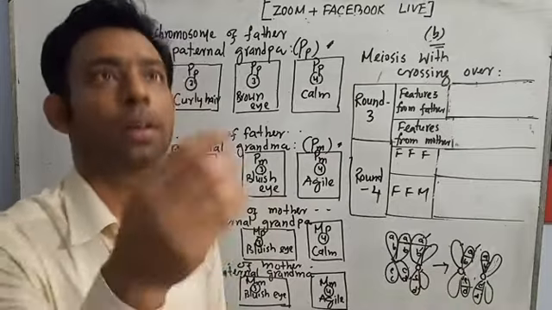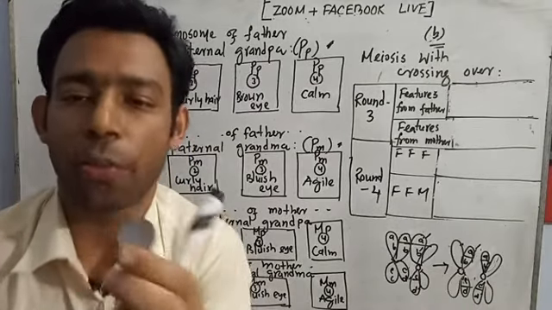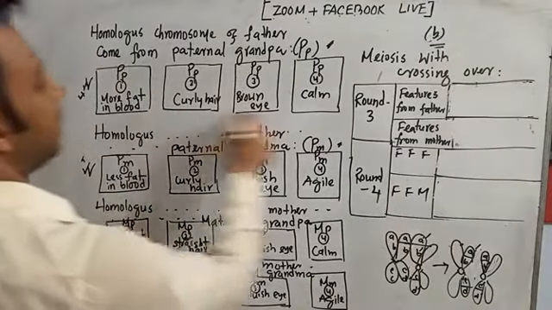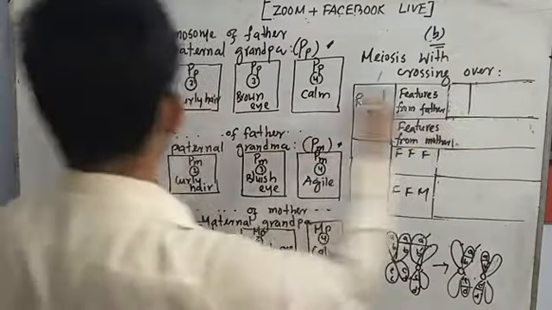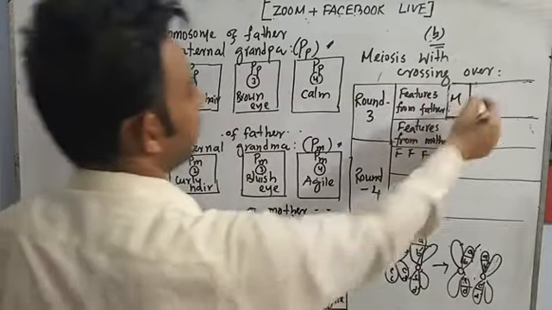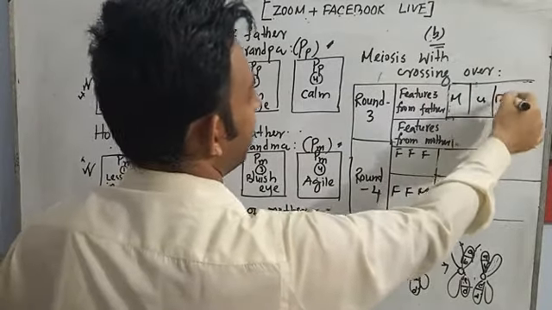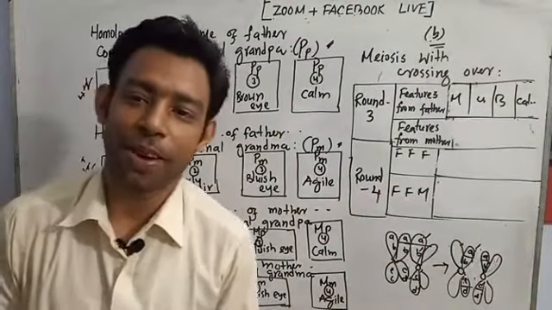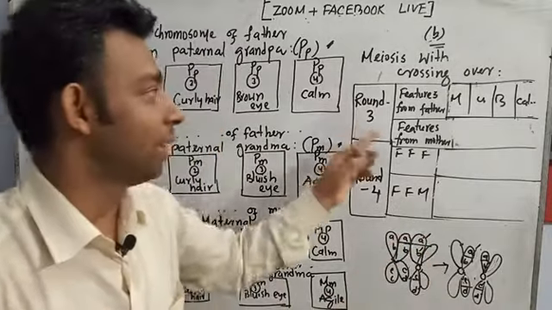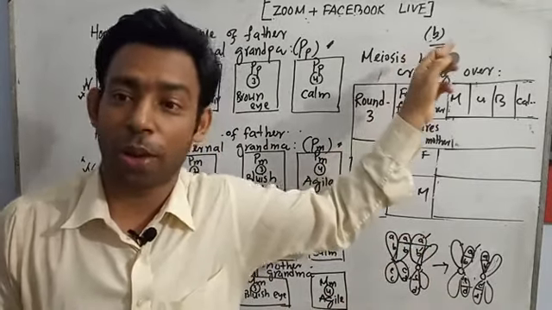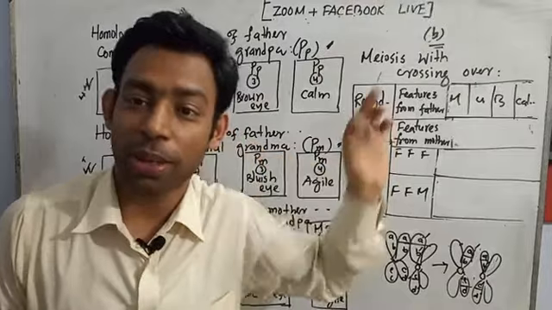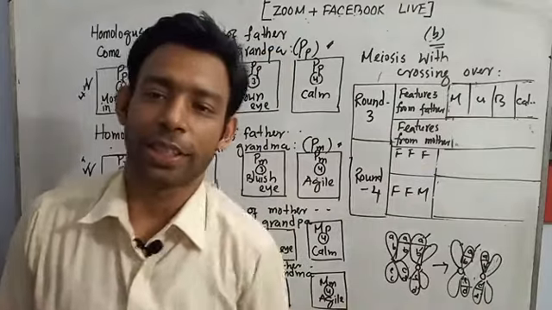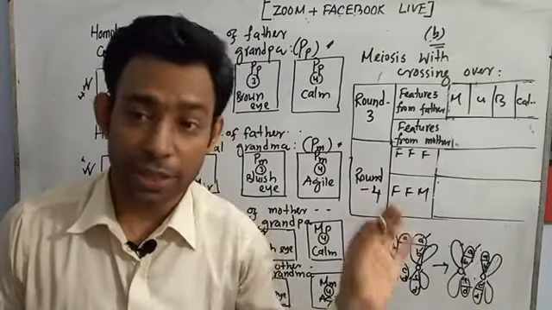Now toss. It is head. Once again it is head. So all the features from father will come here: more fat, brown eye. After crossing over, the result is not similar to the previous round 1, because in round 1 there was no crossing over, directly features, but after crossing over we got these features. You understand? Very interesting, is it not?